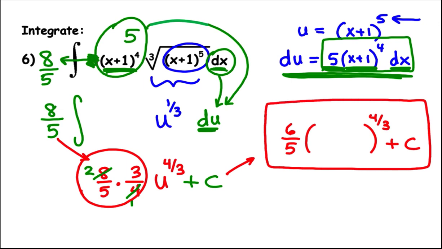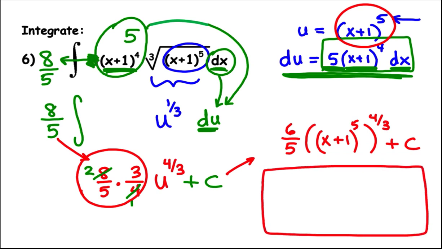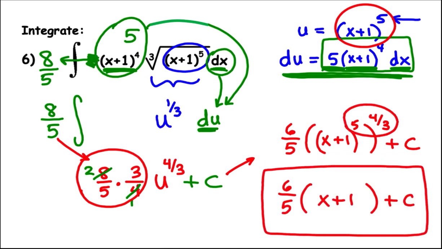Notice you never want to write the u because u is something that we invented. Write what it really is, which is x plus 1 to the 5th. Ooh, this is a little weird. I'm going to have like a double set of parentheses. You know what? No. That's not my final answer yet. I can do better. We know from Algebra 1, a power to a power you multiply. So it's going to be 6/5 quantity x plus 1 to the 20/3 plus c.